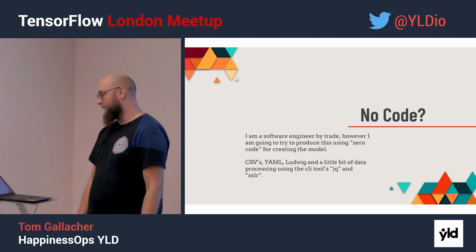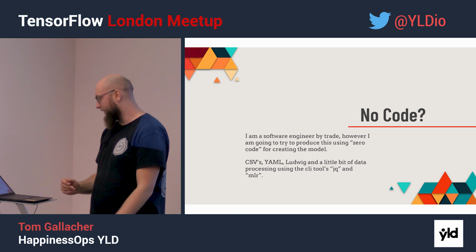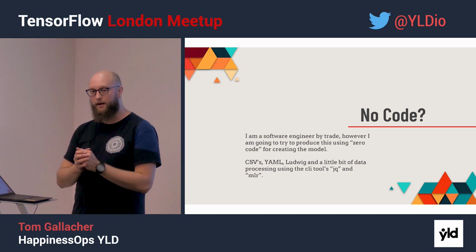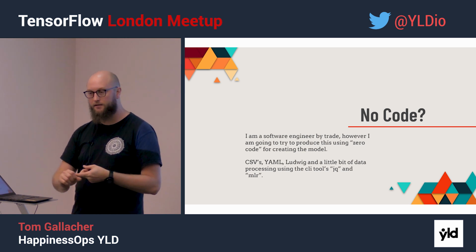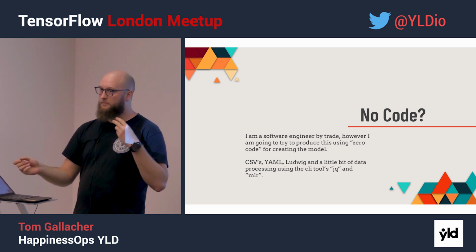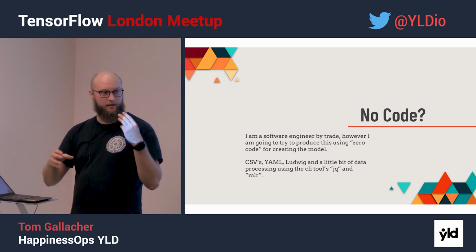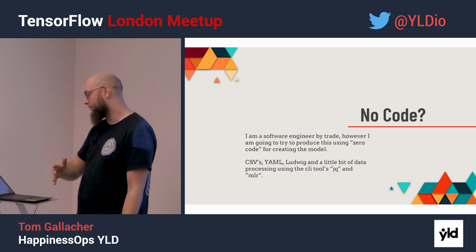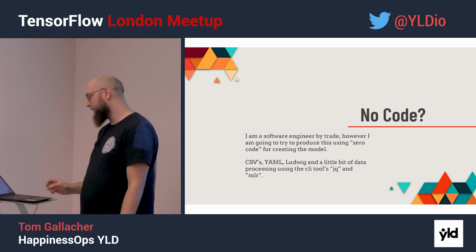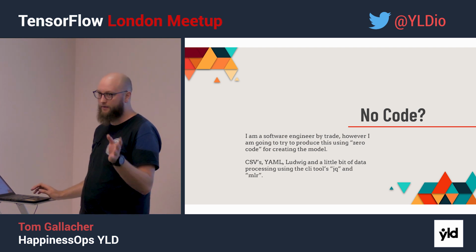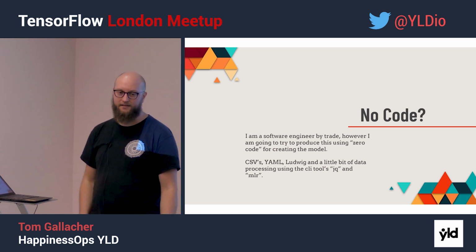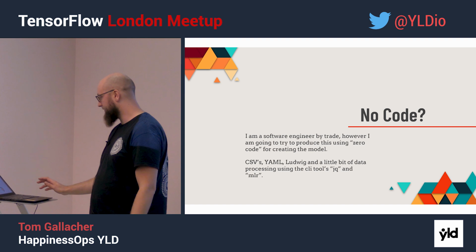So it still uses TensorFlow under the hood, and a lot of the parameters will be exposed as well. But mainly I'm going to look at a way of doing this by just focusing on the data, the model, and the data augmentation and manipulation. So I'm going to focus on using CSVs, YAML, a tool called Ludwig, and a little bit of data processing with CLI tools called jq and Miller (mlr), which allow you to handle JSON and CSVs nicely.